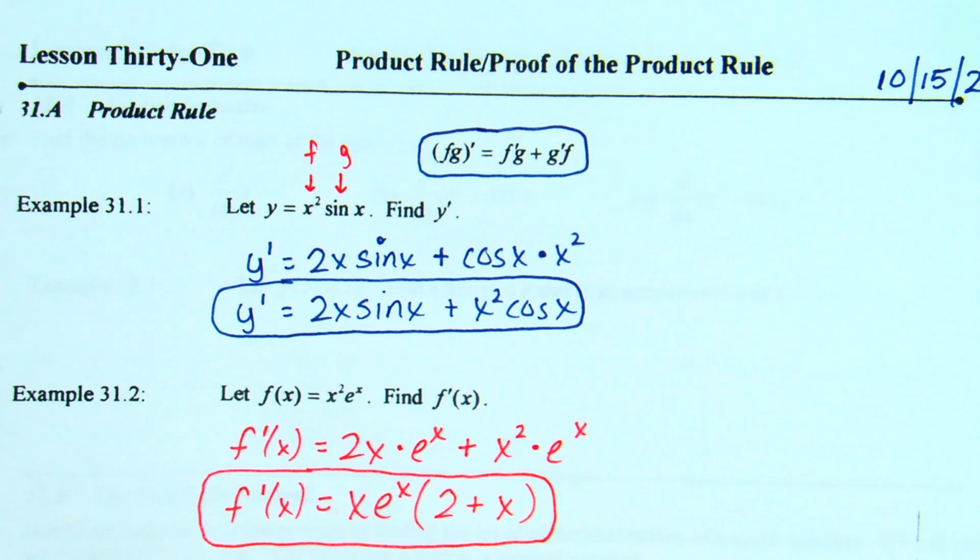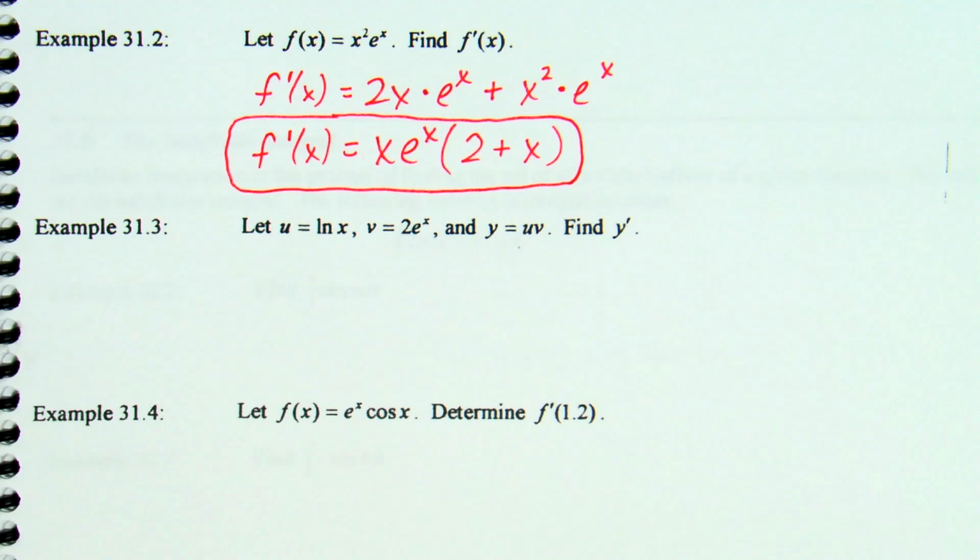Okay. Example 3. There's a couple of different ways we could think about this one. So let u equal the natural log of x, v equals 2e to the x, and y equals uv. Find y prime. What would you like to do? Okay. Could we go ahead and plug them in? And that's what I figured you guys would go for, and that's fine.